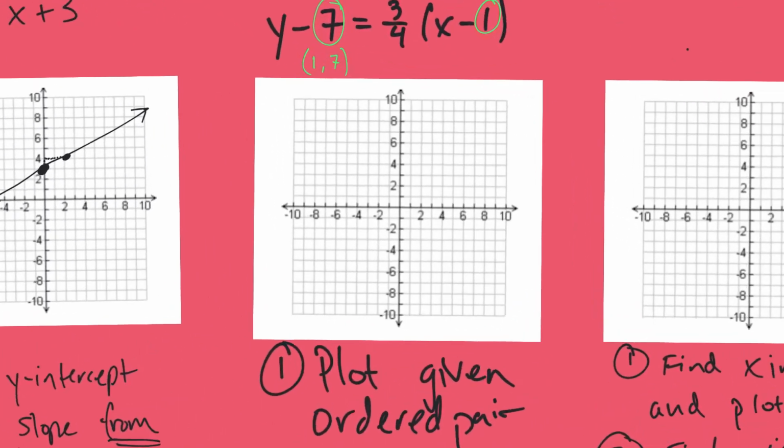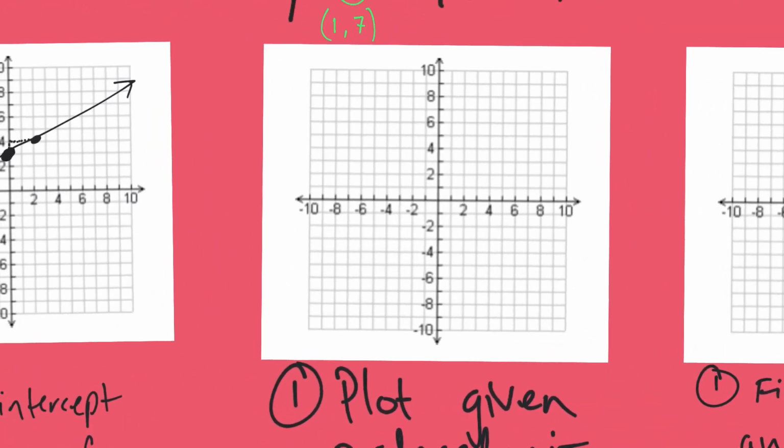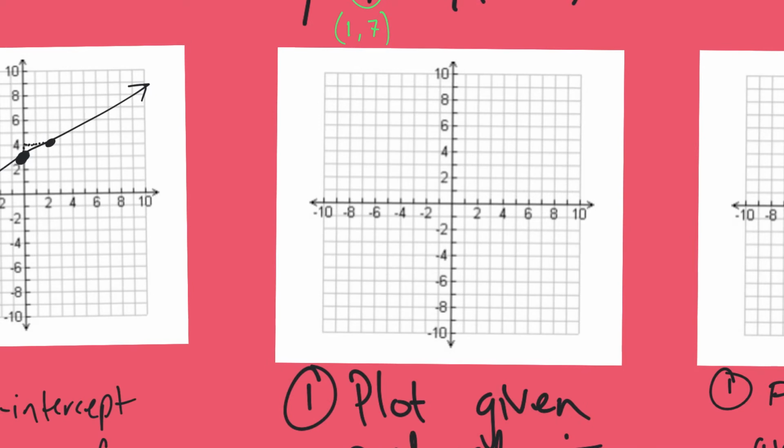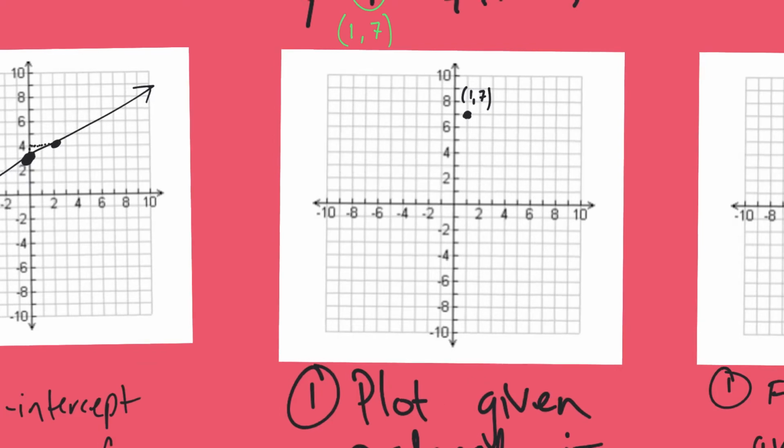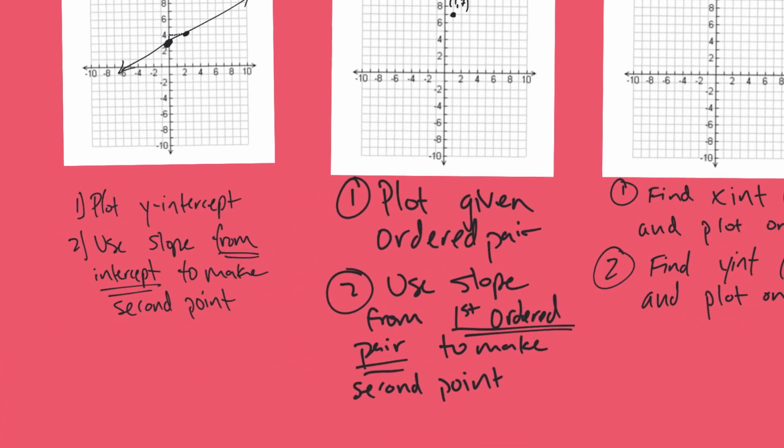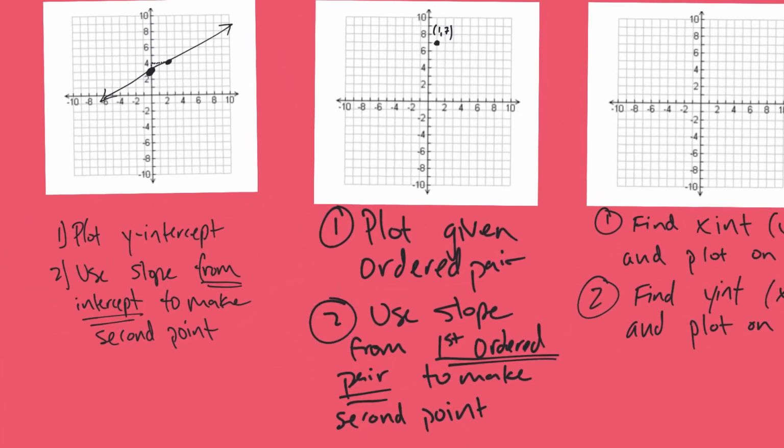So let me just zoom out and get there. We're going to plot that given ordered pair, (1, 7). That's 1 on the x, 7 on the y. So I have a dot right there, (1, 7). I'm just going to make a little note of that really quick. Now my second information is use the slope, and then from the first ordered pair to make that second point.